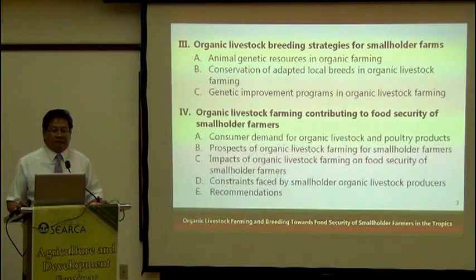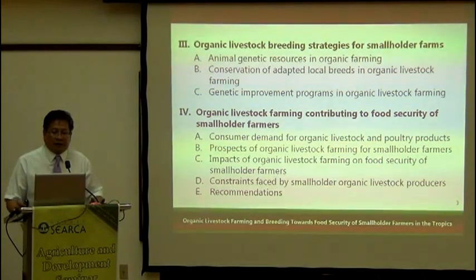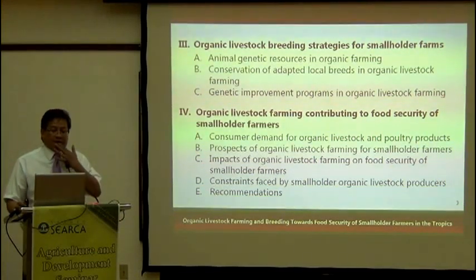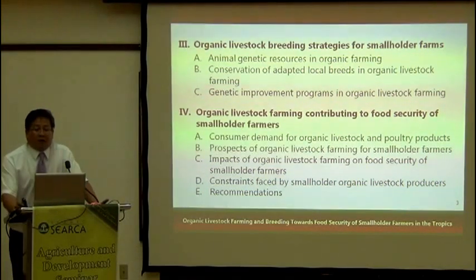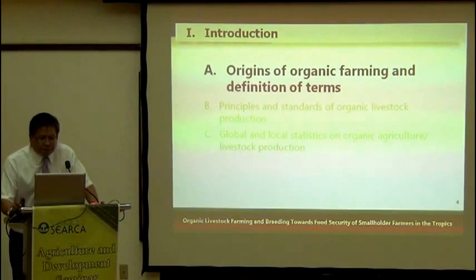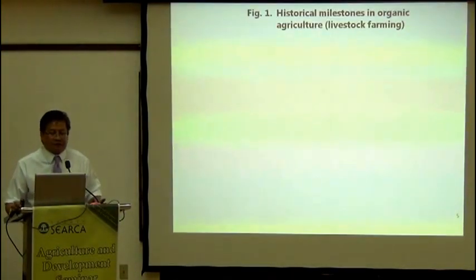And the fourth one, the last part, will be trying to trace the contributions of organic livestock farming in attaining food security, particularly for smallholder farmers. So towards the end, I'll be putting up some recommendations to answer some of the constraints faced by smallholder organic livestock producers. Let me start with the first one, starting with the origins of organic farming and some definitional terms.